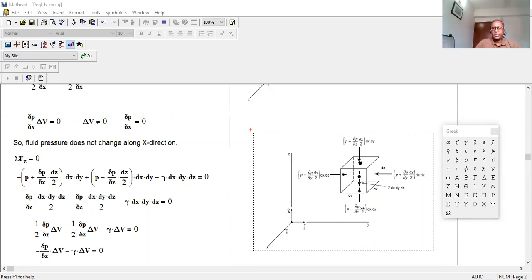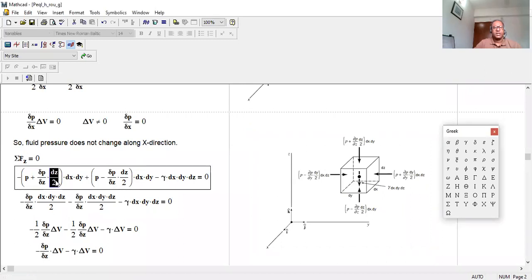So you see the pressure right over here along positive Z, right? So your h will be dz by 2, and this is positive. And this force right over here is working in the negative Z direction. So this is the pressure, the pressure we found by Taylor series. And what will be this area? dy into dx, right? So this is the pressure, I'm sorry, the area. Similarly, at the bottom, right over here, the pressure is P.